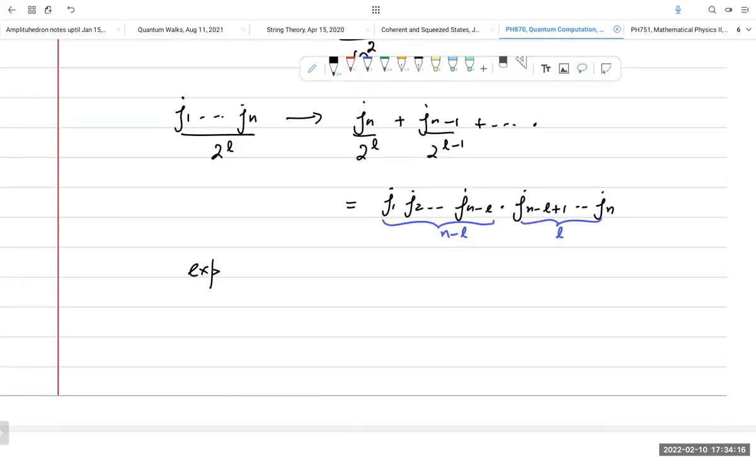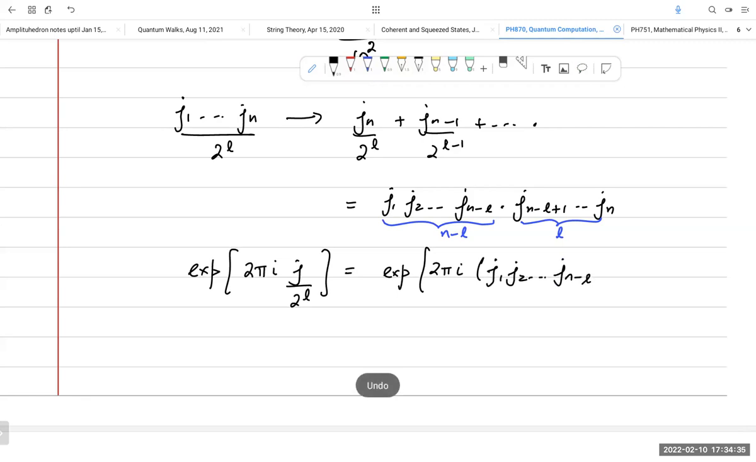So I can write this as exponent 2 pi I, j over 2 to the L. I can write it like this: exponent 2 pi I, j1, j2, up to jn minus l, plus 2 pi I times 0 dot, the binary decimal, jn minus l plus 1 till jn.